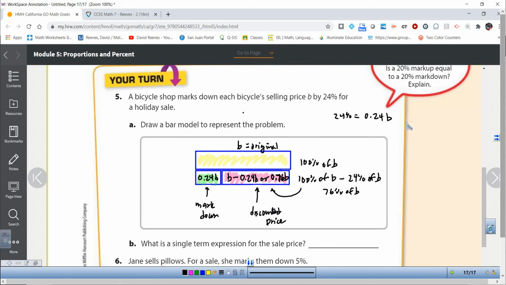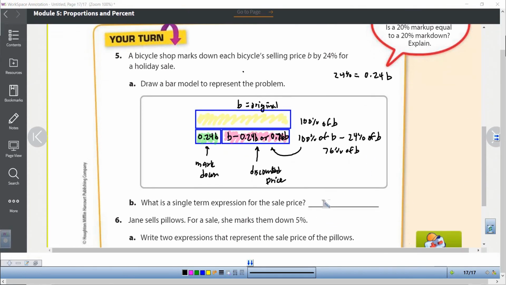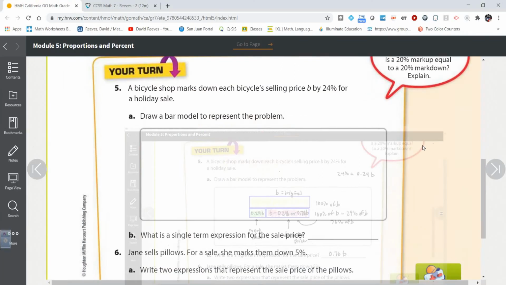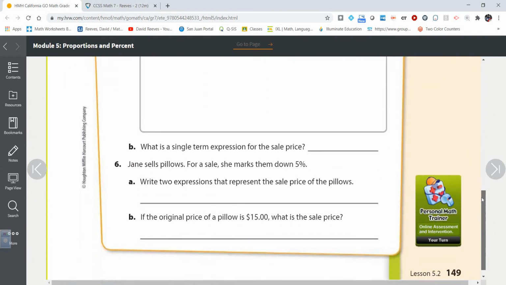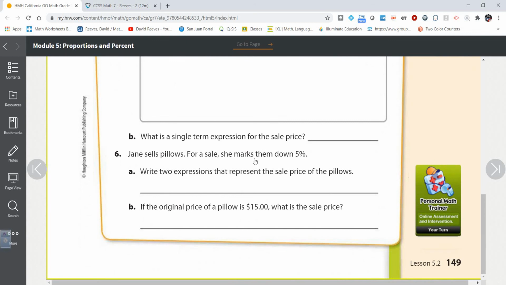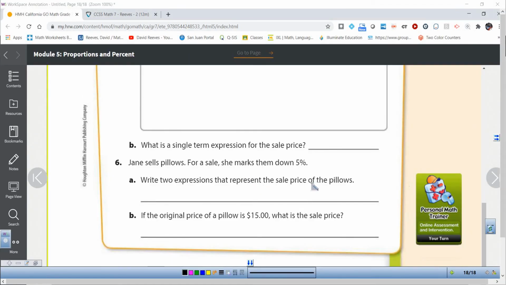Our discounted price. All right, what is a single term expression for the sale price? Well, that single term expression was 0.76 B, 76% of the original. All right, that's what it is, and we would simply take whatever value they told us the bicycle cost and put it there, and we would multiply using a calculator. All right, Jane sells pillows. How fun. For a sale, she marks them down 5%. Write 2 expressions for the sale price of the pillows.